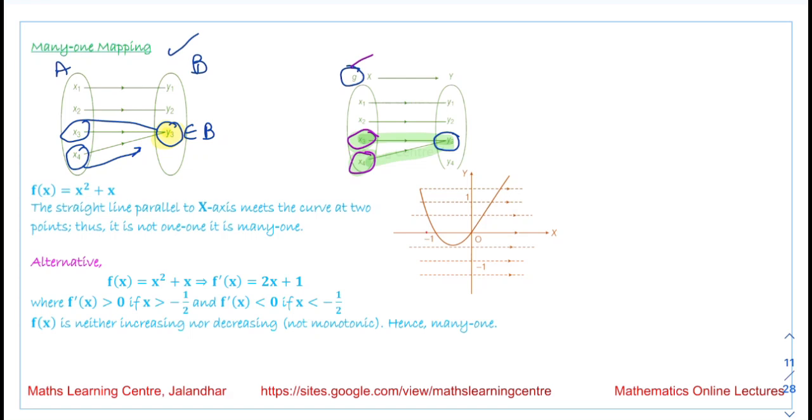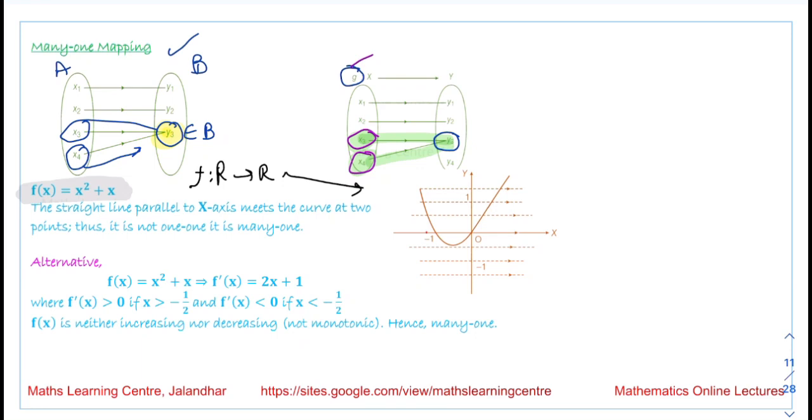Next is f(x). This function is given to us: f(x) is equal to x squared plus 1. There is no domain or range given over here, so we are considering this function f from R to R. If we plot this function on the xy plane, we obtain the graph in this form. This is the graph of this function, x squared plus 1.